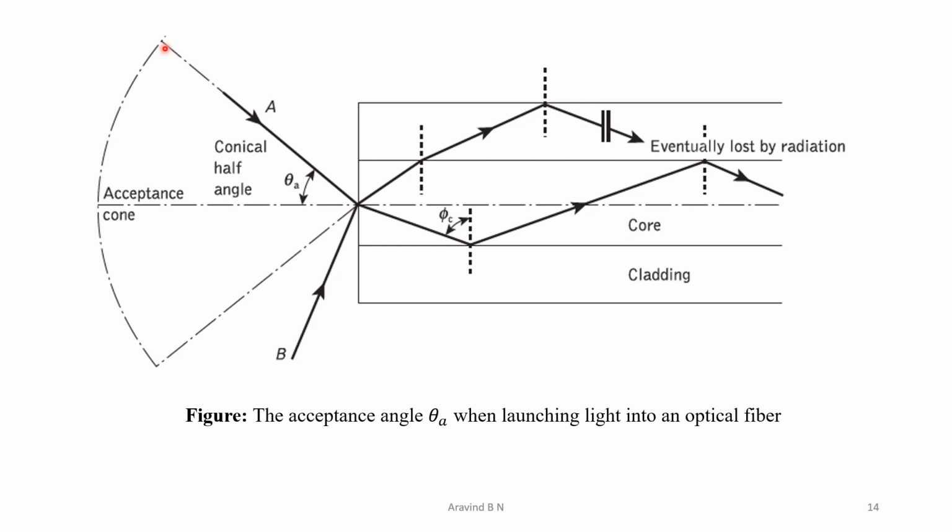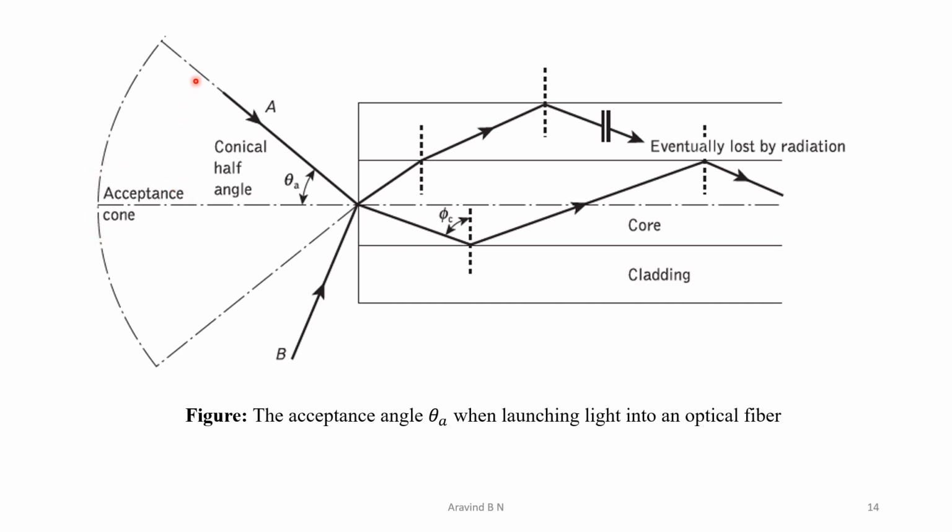Now the light can enter from this direction or from this direction. So on either side we can identify theta A. That is the acceptance angle. Now the range over which, that is what is represented in the dotted lines, the range within which the light can enter into the optical medium and achieve total internal reflection inside, that overall range, we call it the acceptance cone.